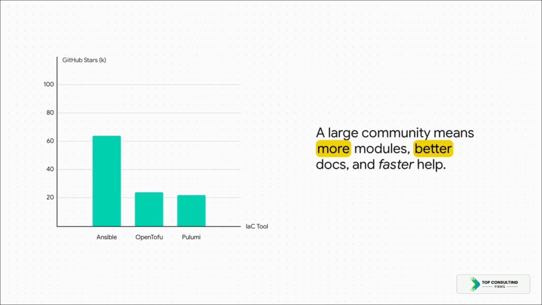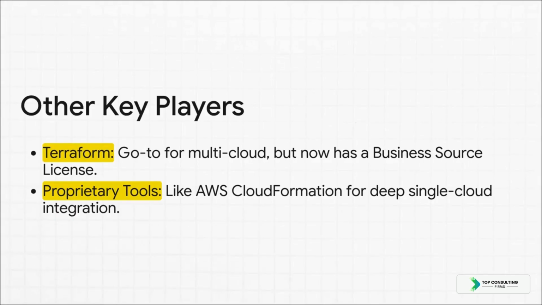As you can see, Ansible is the undisputed heavyweight champion here. But what's really impressive is just how strong the numbers are for the much newer players like OpenTofu and Pulumi. It shows you their ecosystems are super vibrant. And of course, we can't wrap this up without giving a nod to the other big players in the room. Look, Terraform is still a massive force in multi-cloud, even with the license change. And don't forget the proprietary tools. If your company is 100% committed to a single cloud, say just AWS, then a native tool like CloudFormation is going to be really tough to beat because of that deep, seamless integration.